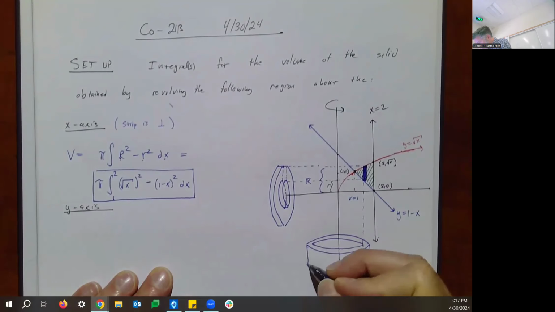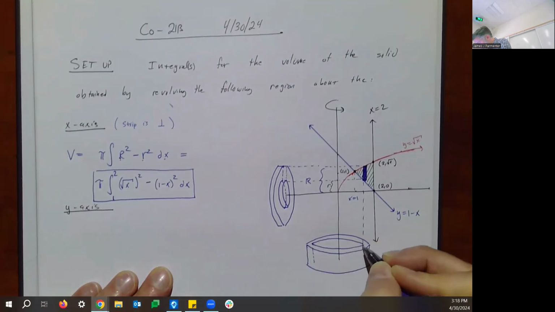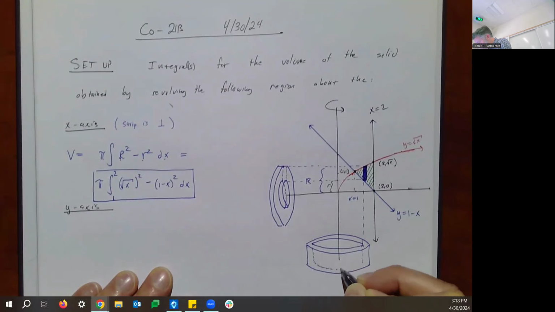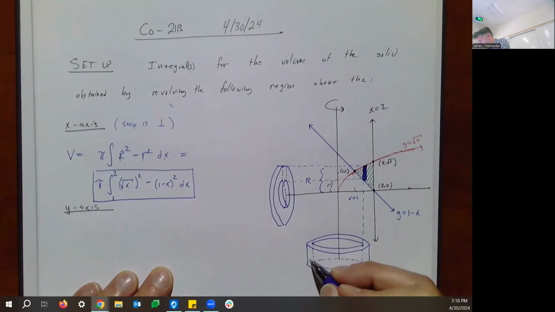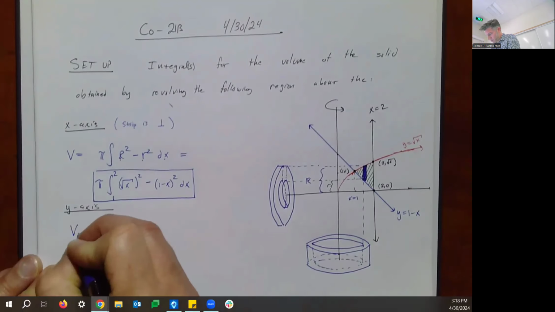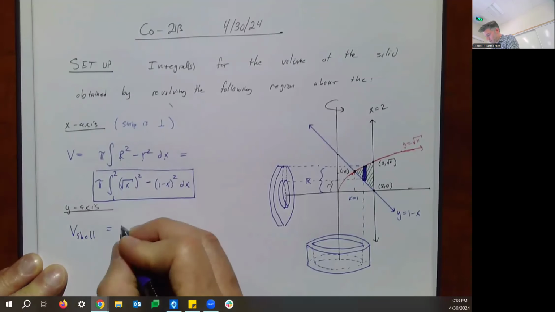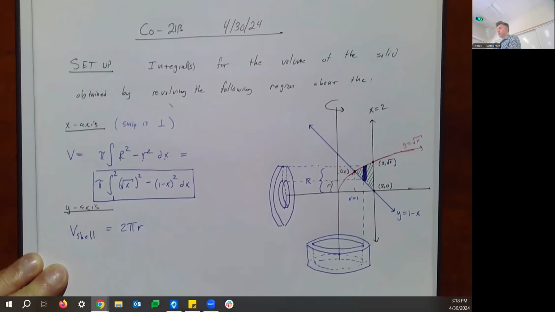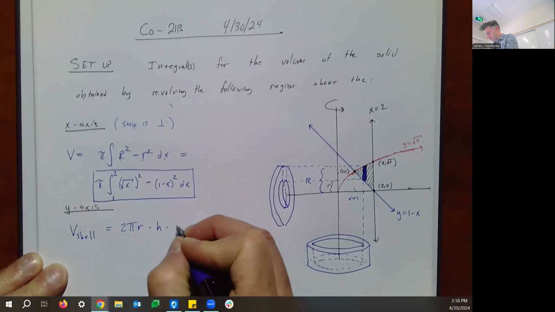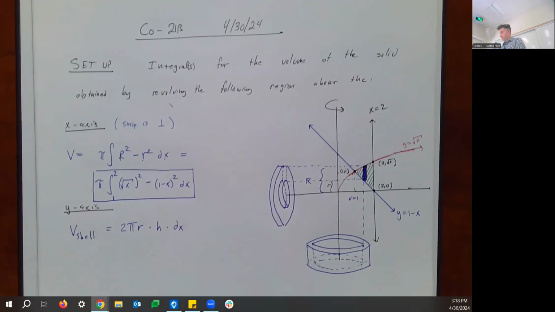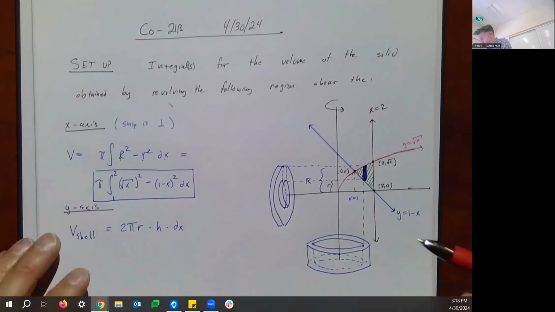You do not need to draw these pictures when you do this. I'm drawing them for you so that you can visualize what is happening. So there's my cylindrical shell, and the volume of that shell is the circumference of the cylinder, 2 pi r, times the height of the cylinder, times the thickness of the cylinder.